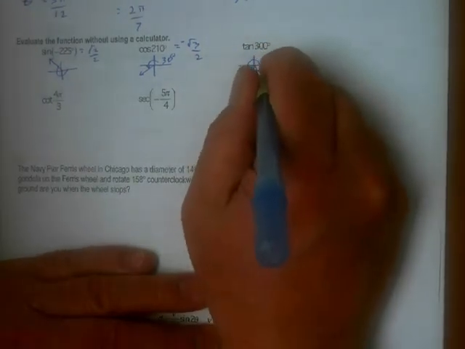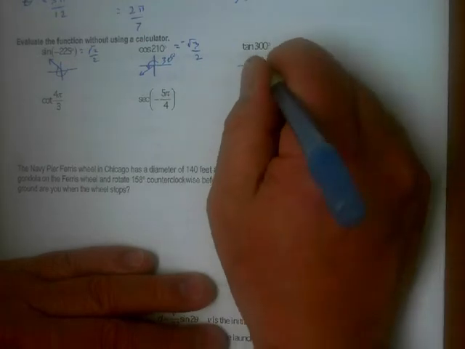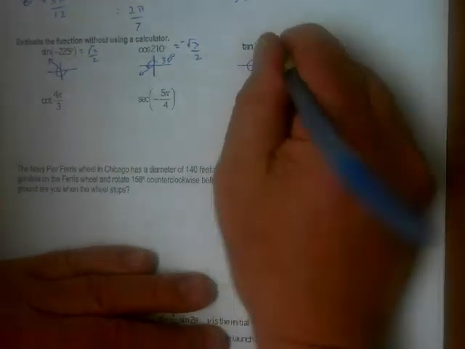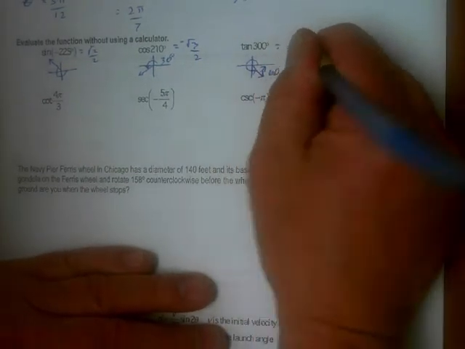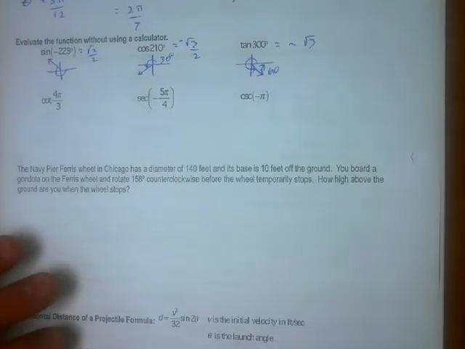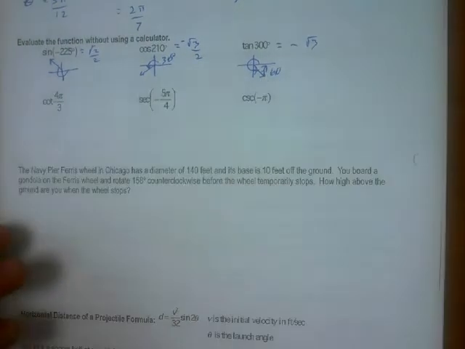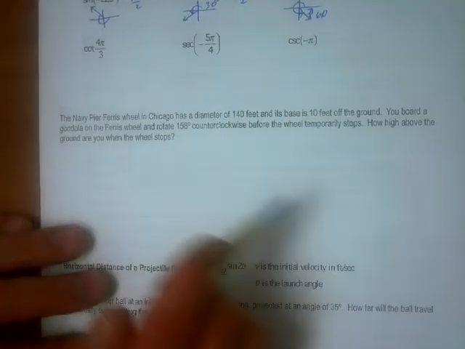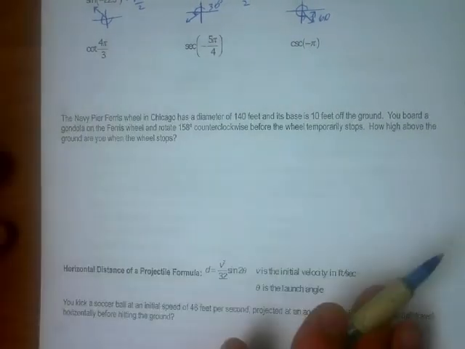Here we have the tan of 300. Fourth quadrant, my reference angle is 60 degrees. The tan of 60 degrees is negative root 3. The reason it's negative is because tan's negative in the fourth quadrant.